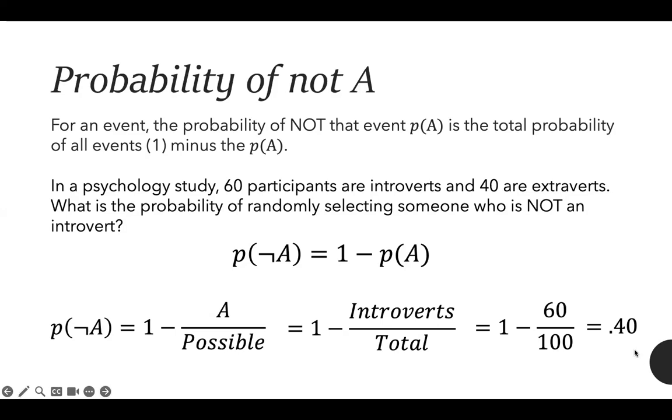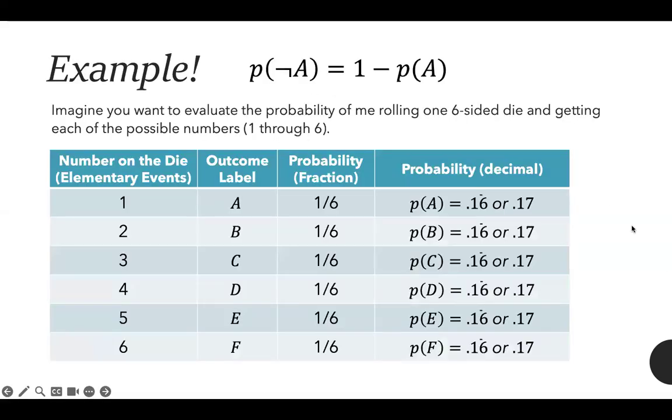Now, the other way to think of this is obviously that if they're not an introvert, then they're an extrovert. So I can just say 40 over 100 equals 0.40. And that might work better in your head, and that's totally fine. It's just that if you have multiple different options, like in this example, if I want to say not A, I can do two different things.